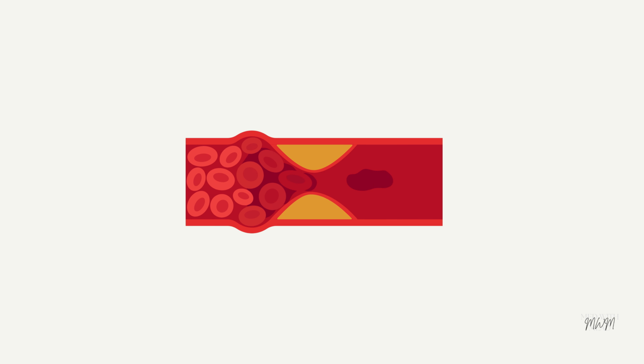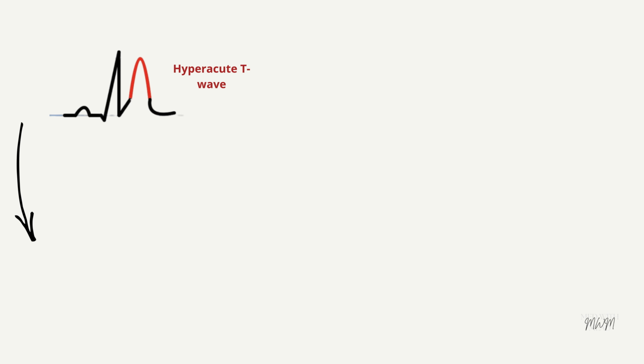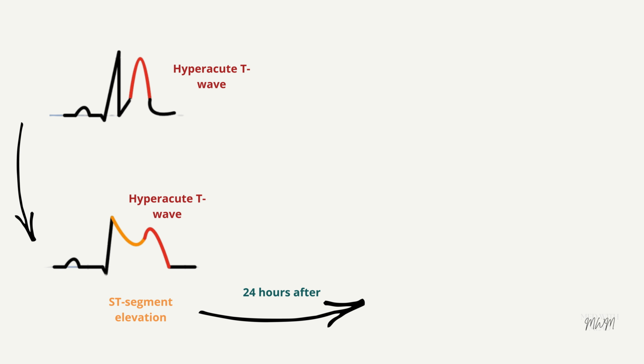When blood flow to part of the myocardium stops, the ECG starts to change and it happens fast. Within the first few hours, we see hyperacute T waves, tall and peaked, as the earliest sign of ischemia. This is quickly followed by ST segment elevation, showing acute injury. After 24 hours, the ST segment begins to return toward baseline, while the T waves invert. That marks ongoing recovery, but still active damage.